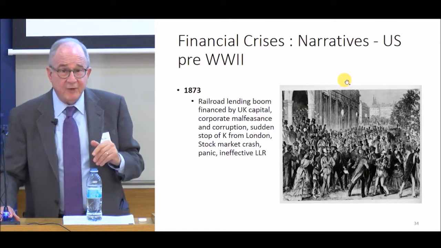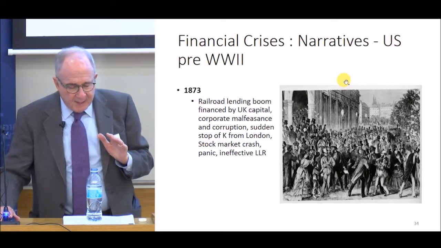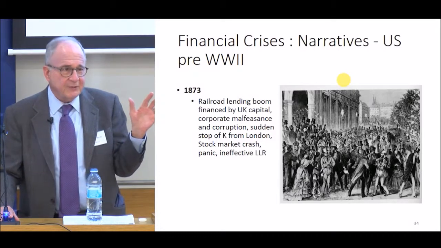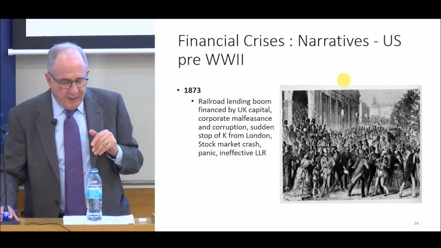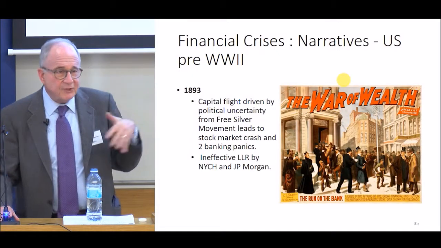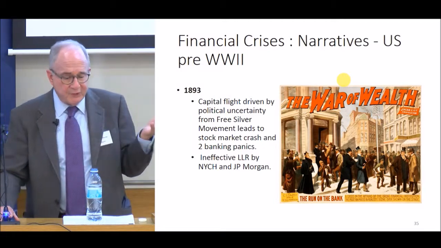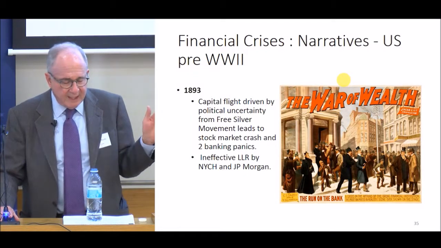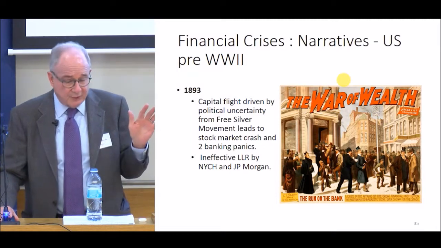This is 1873, a railroad boom. It involved a lot of capital flows from Great Britain. And then there's a corruption scandal. The British pull their money out, a sudden stop, a big banking crisis. There's no lender of last resort. 1893 is a story about politics, about whether the US would stay on the gold standard or go on silver. That leads to capital flight from the US and two banking panics, with no lender of last resort. JP Morgan tries to intervene but doesn't succeed.